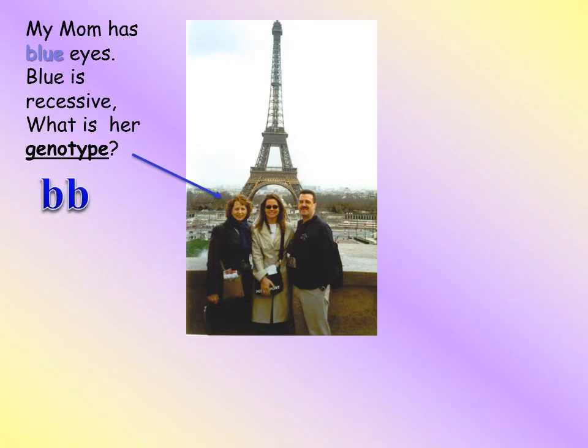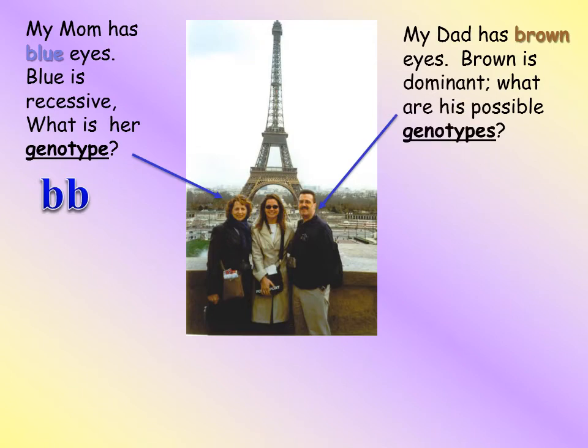Hopefully you said two recessive, little b, little b. My dad has brown eyes. We know brown is dominant. What are his possible genotypes?